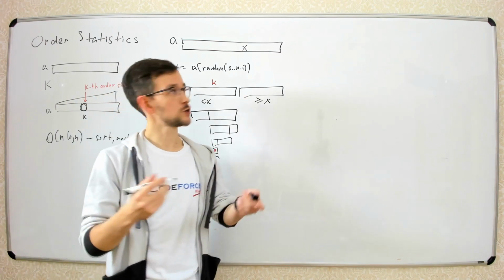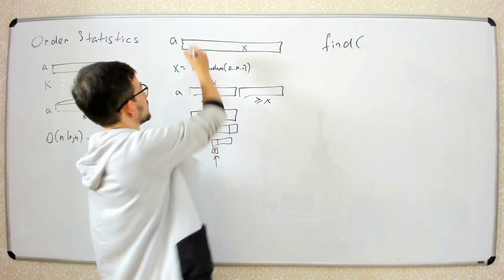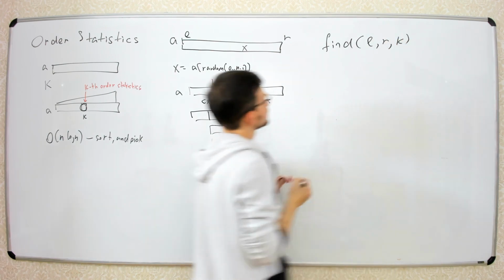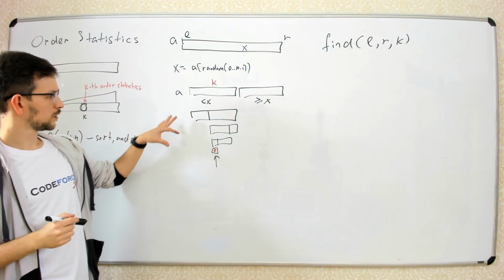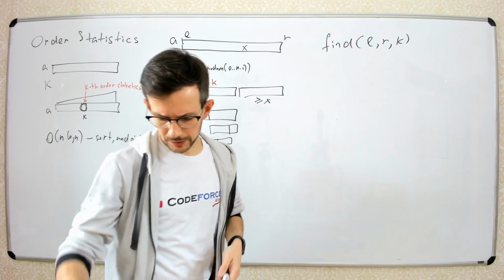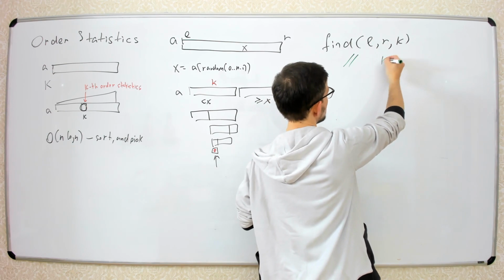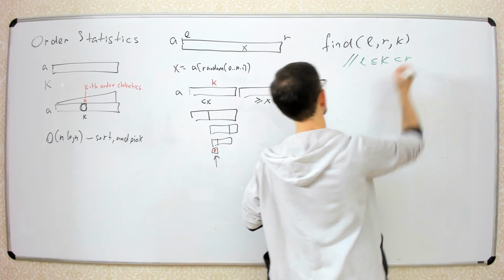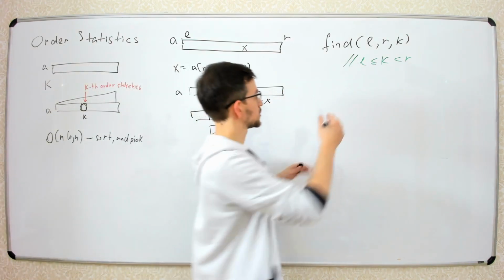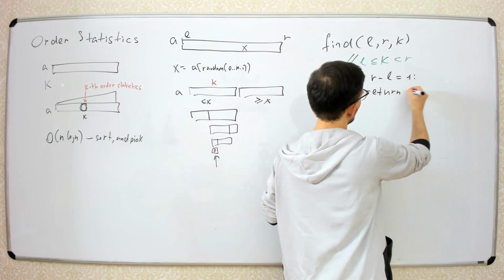Again, let's have a recursive procedure. Let's say find. Again, we have elements from L to R, and we need to find element K. We will maintain the invariant that K is between L and R, so K is greater or equal than L and less than R. Now we see if this array has size 1, if R minus L equals 1, then we return element K.